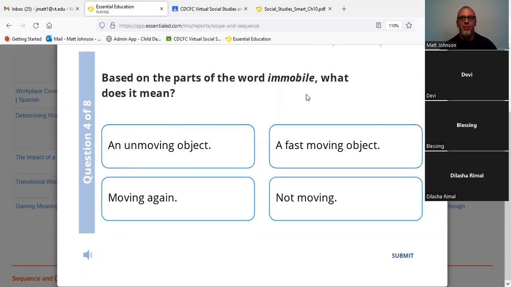So based on the parts of the word immobile, what does it mean? Mobile means to be able to move around. I-M means not or incapable. So that is a not moving, right? If something is immobile, it means it is not moving or incapable of moving.